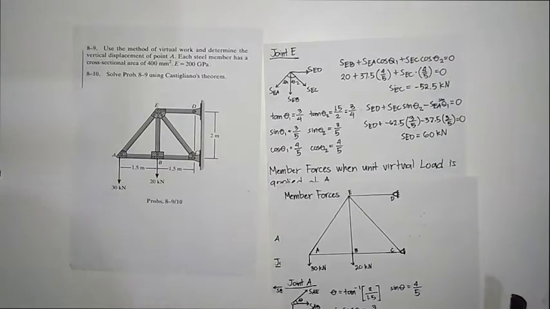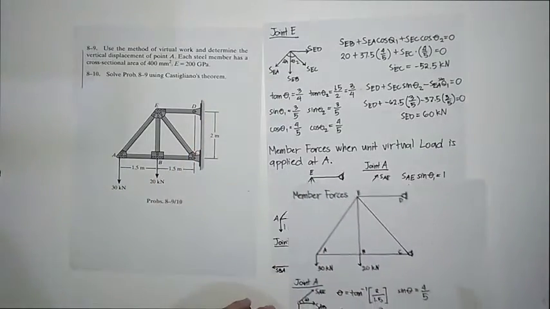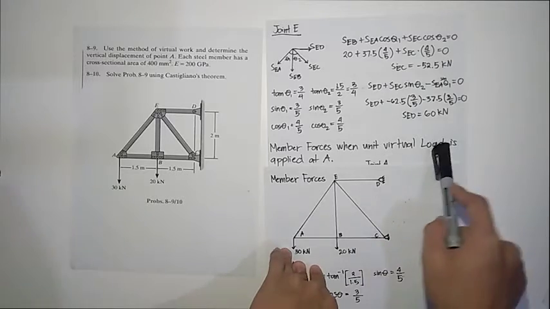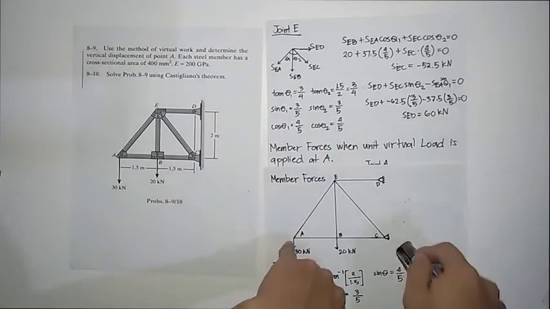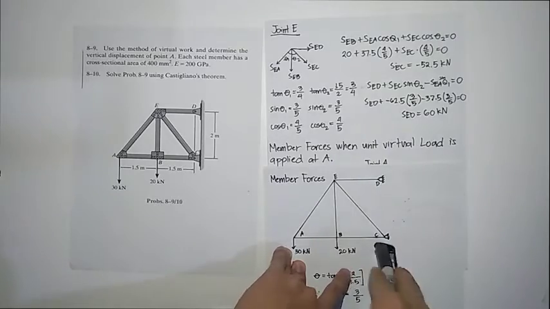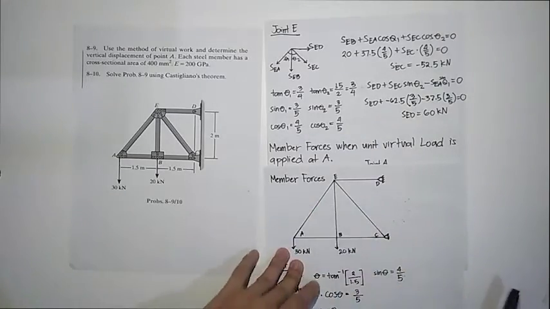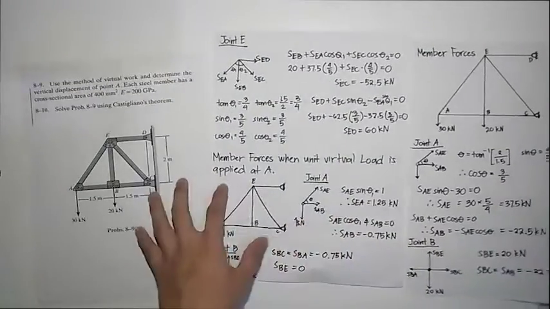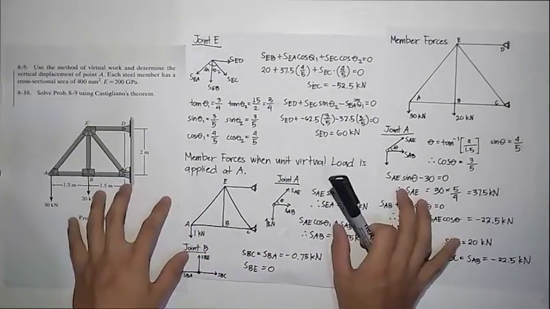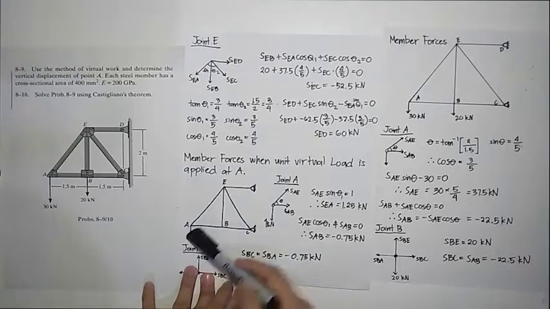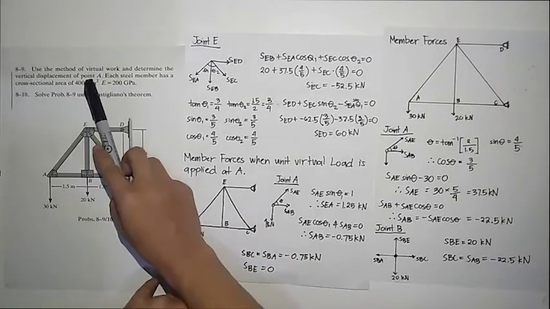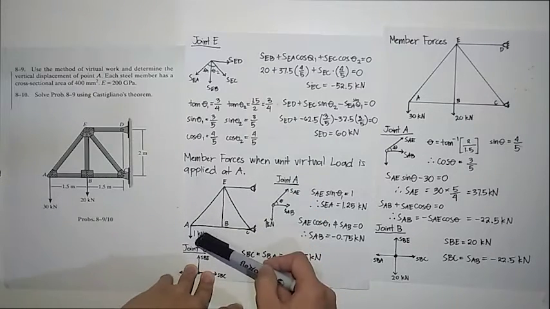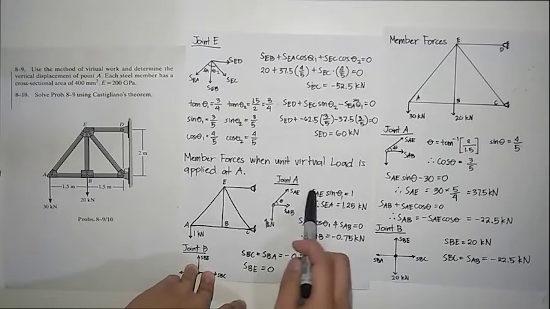So, yun na po. Pagkatapos po nun, hahanapin na po natin ang member forces when unit virtual load is applied at A. Kanina po, ang ating sinolve ay ang real thrust. Ngayon po, ang virtual load. So, ito po yung virtual load. Ang hinahanap po natin, vertical displacement at point A. Kaya, dito po inilagay ang 1 kN. So, at joint A na naman.